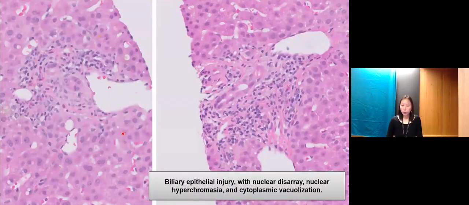Next, we wanted to take a closer look at our portal tracts. So these are 2 examples of her portal tracts that we saw in this biopsy. In both of these, there's a non-specific portal inflammatory infiltrate, but more tellingly, there is mild evidence of some biliary epithelial injury here, a little bit of nuclear disarray. It's nothing hugely significant, but it certainly is there in both of these portal tracts.